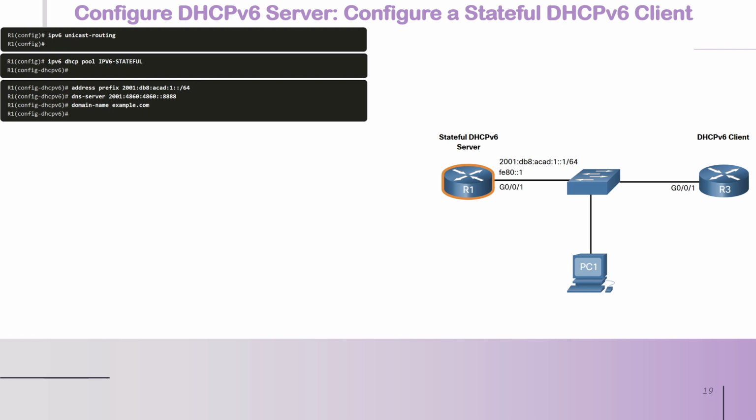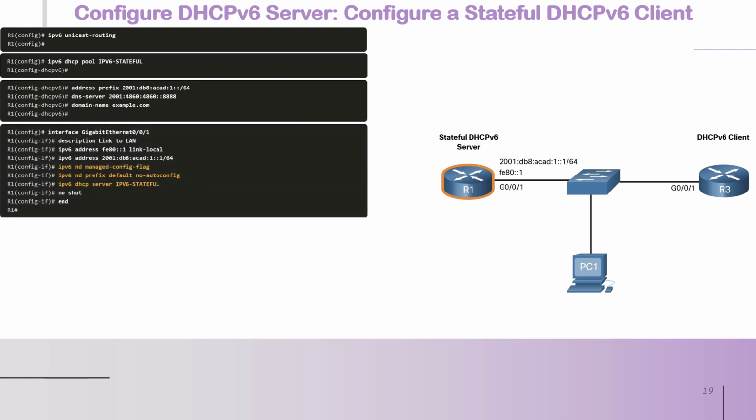And since in this case it will be a stateful server, it means that all the information the clients will get from the server, which means that they will get the IPv6 address, DNS server, domain name, and the gateway. After we configure the DHCP pool, the fourth step is that we bind the DHCP version 6 pool to an interface.